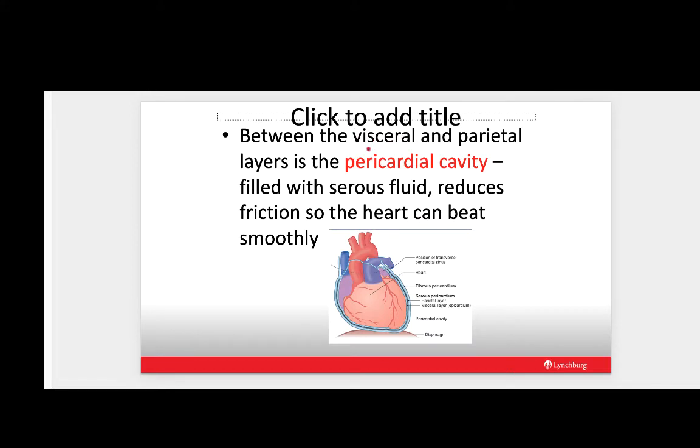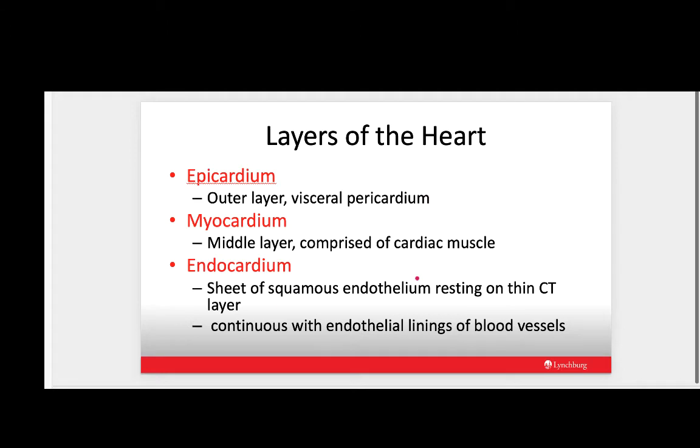Just as a reminder, between the visceral and parietal pericardial layers is the pericardial cavity, or this kind of space that's filled with fluid. And if you remember what we talked about before, the serous fluid is there to reduce friction. So if you think about it, your heart's beating like 70 times a minute. And if it has to overcome friction with every heartbeat, that's taking up a lot of energy. So we want to reduce friction as much as possible. And so we have serous fluid that you're going to see in between those two layers, kind of surrounding the heart.